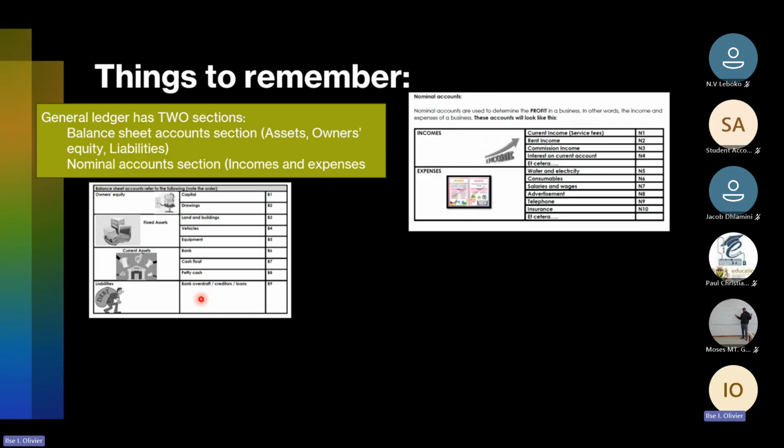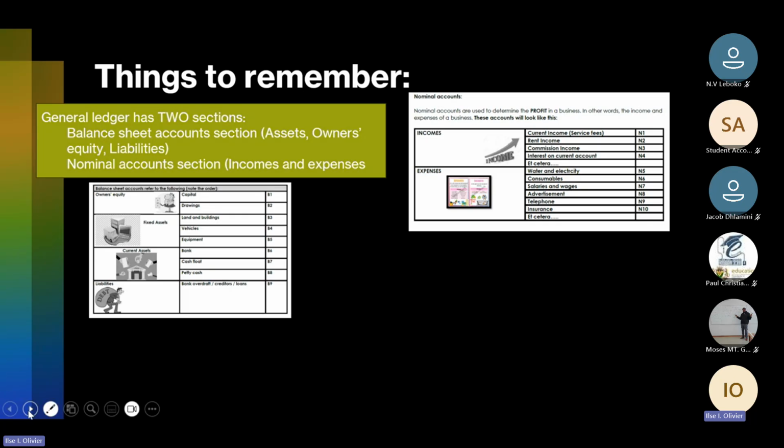Then we also have our nominal account section, that is our incomes and our expenses. If you look at these incomes and expenses, it is things like current income, sales, cost of sales, rent income, commission income, and your expenses like water and electricity, consumables, salaries and wages, insurance, telephone, and so on.